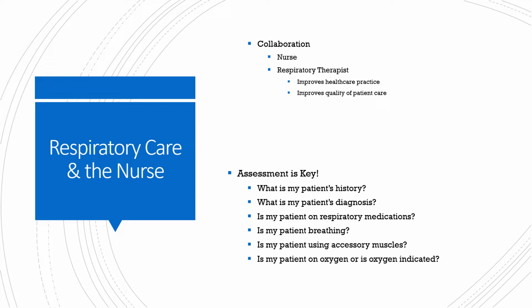The most important is my patient breathing? Is my patient using accessory muscles if they are breathing? So some indications of whether or not they are in distress or they need assistance. And then is my patient on oxygen or is oxygen indicated? So if a nurse can walk into the patient's room and assess the patient very quickly and decide whether or not they need respiratory care, that's going to be one thing that's very important.